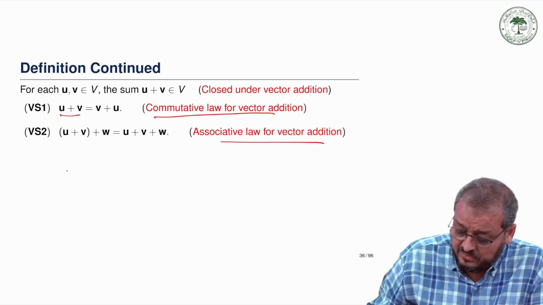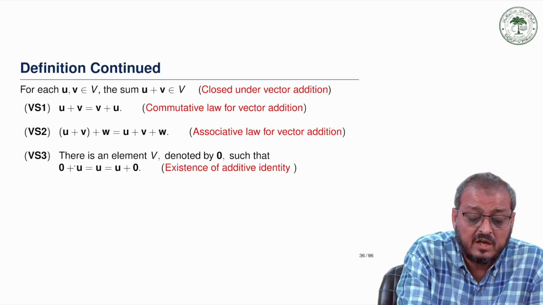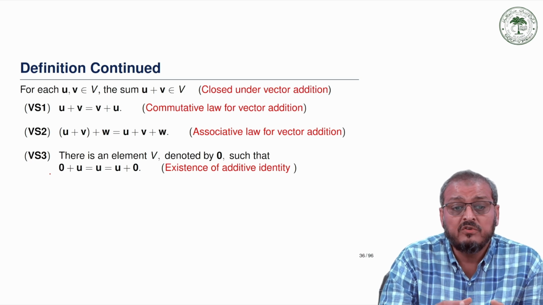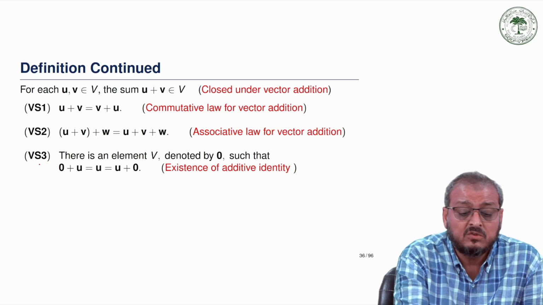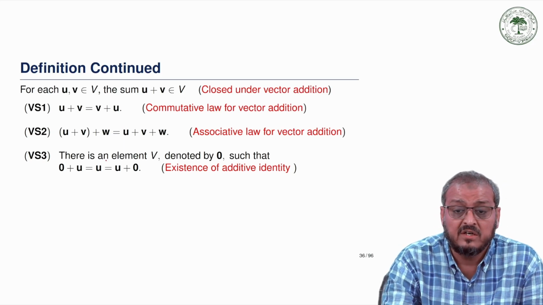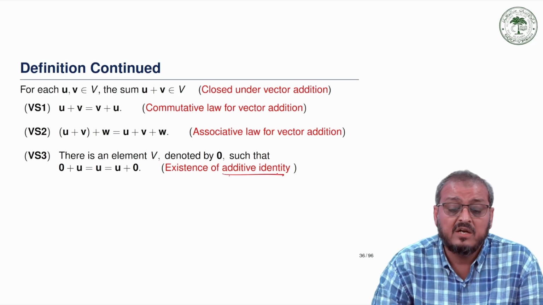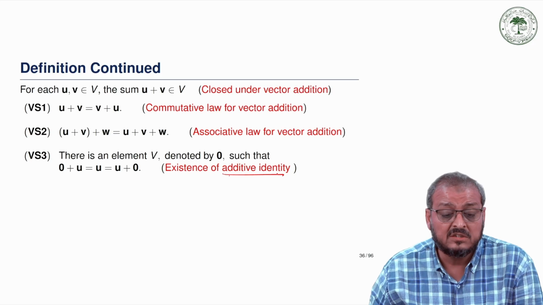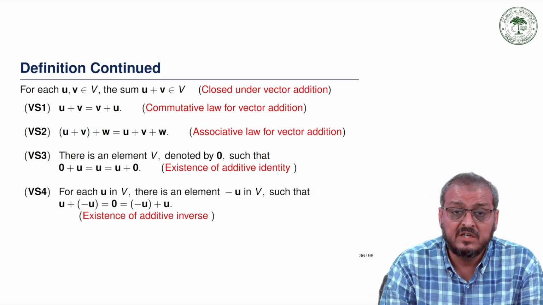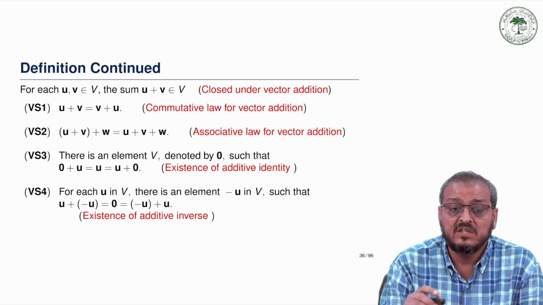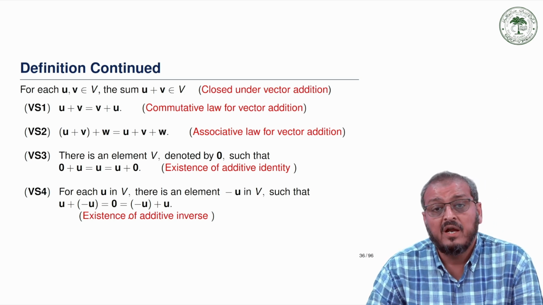We say that there exists an element in V denoted by 0, such that 0 added to any element of the vectors gives the vector itself, and this is called the existence of additive identity. Now, the last condition under addition is this: for each u in V, there exists an element minus u in V such that u plus minus u is equal to 0. This condition is called the existence of additive inverse.